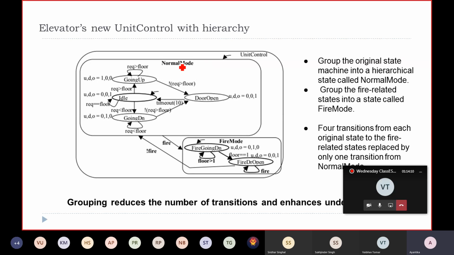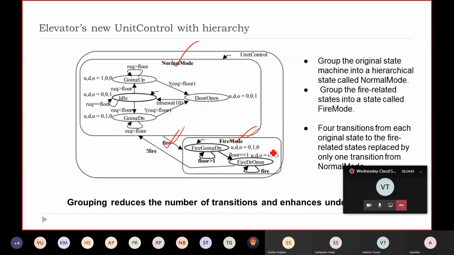We can take one as normal mode and another as fire mode. We are defining one single input, fire, in such a way that wherever your system may be within this normal mode, in any state, maybe it is going up, maybe it is idle, going down, door open, whatever it may be, whenever this fire control input is high, then it will come to this fire mode.